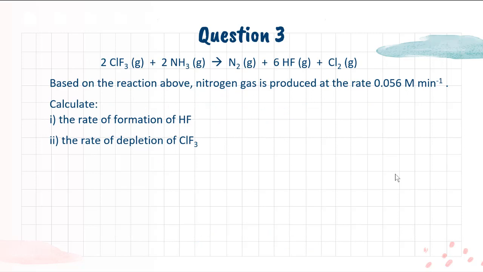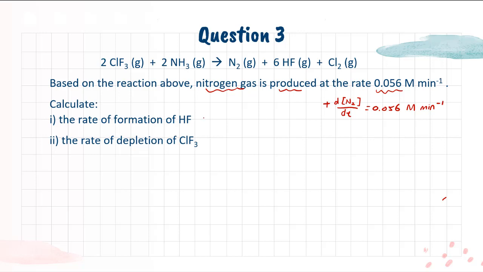Given the balanced equation on the top, based on the reaction above, nitrogen gas is produced. This is the rate of formation at the rate of 0.056 molar per minute. The unit for time is minute. So we write out the information here: product, positive sign, nitrogen gas, d[N2]/dt equals 0.056 molar per minute. So we have to calculate the rate of formation of HF.